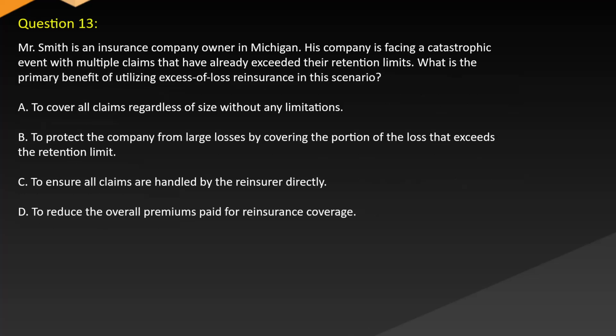Question 13. Mr. Smith is an insurance company owner in Michigan. His company is facing a catastrophic event with multiple claims that have already exceeded their retention limits. What is the primary benefit of utilizing excess of loss reinsurance in this scenario? A. To cover all claims regardless of size without any limitations. B. To protect the company from large losses by covering the portion of the loss that exceeds the retention limit. C. To ensure all claims are handled by the reinsurer directly. D. To reduce the overall premiums paid for reinsurance coverage.